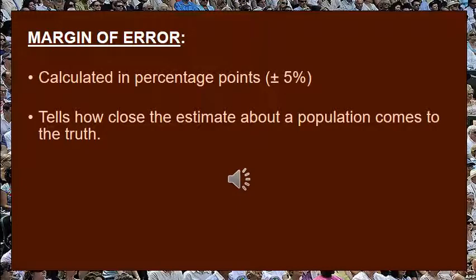Another important concept about random sampling is the margin of error. It is calculated in percentage points, plus or minus 5%, plus or minus 1%. The plus or minus is very important here. It is part of the margin of error. The margin of error tells how close your estimate about the population, and an estimate is a statistic, how close your statistic comes to the truth. The truth is the parameter.